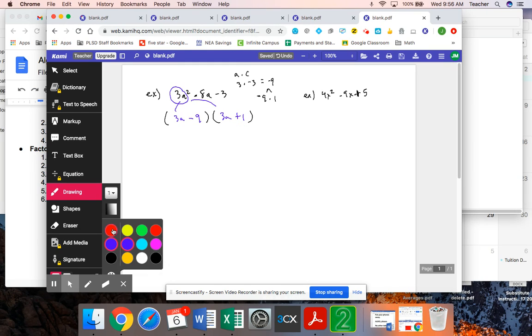Oh, look, I can pull out a 3 from this one. So if I do that, I'll have 3 divided by 3, or just 1a, minus 9 divided by 3, or 3. And I can't pull anything out of this, so it's just 3a plus 1.